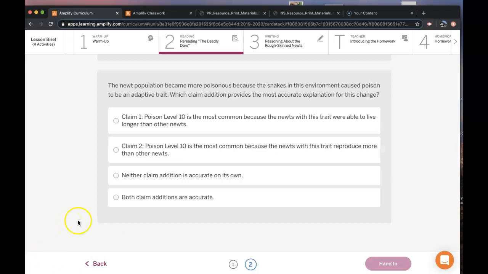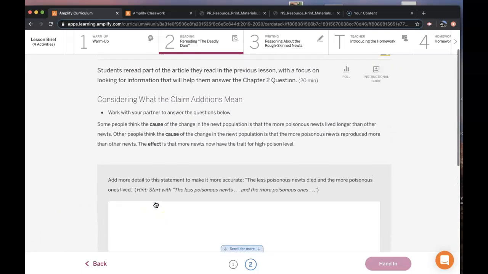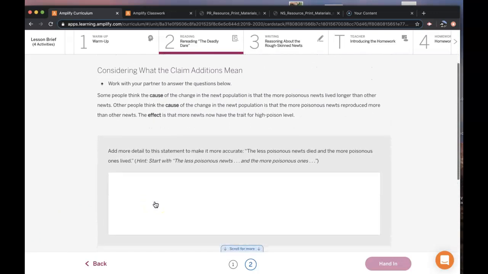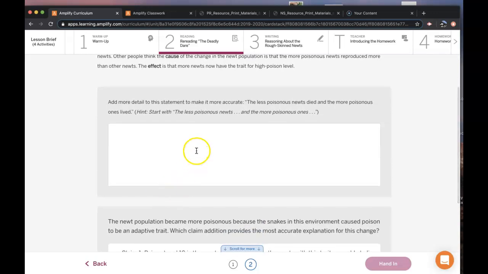All right, so now that you've completed page 2, we're going to talk about it a little bit. If we focus on this statement right here, this statement is saying that less poisonous newts get eaten and more poisonous newts don't. So the more poisonous ones just keep living, so there are more of them. That's not untrue, but it's not the whole story either.